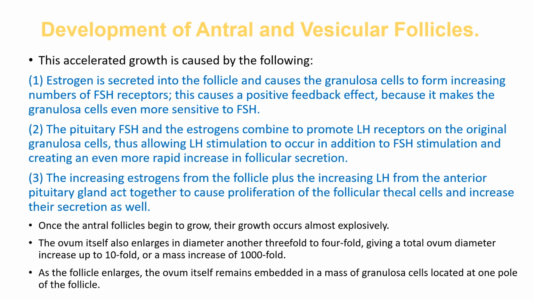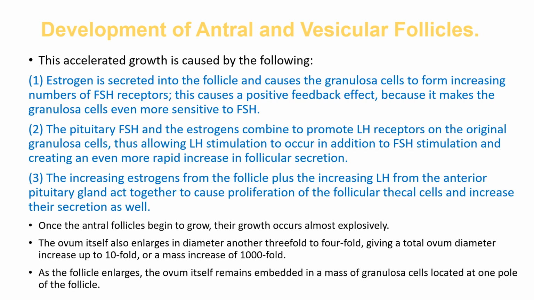This accelerated growth is caused by the following. 1. Estrogen is secreted into the follicle and causes the granulosa cells to form increasing numbers of FSH receptors. This causes a positive feedback effect, because it makes the granulosa cells even more sensitive to FSH. 2. The pituitary FSH and the estrogens combine to promote LH receptors on the original granulosa cells, thus allowing LH stimulation to occur in addition to FSH stimulation and creating an even more rapid increase in follicular secretion.